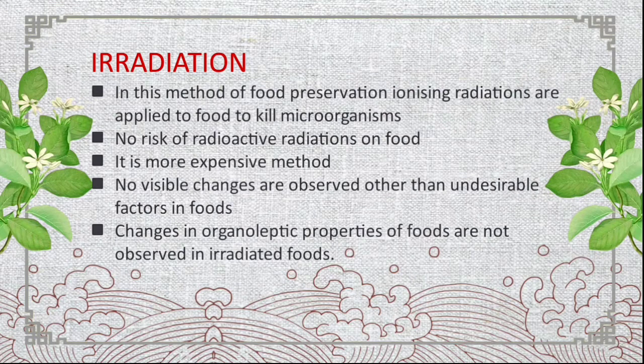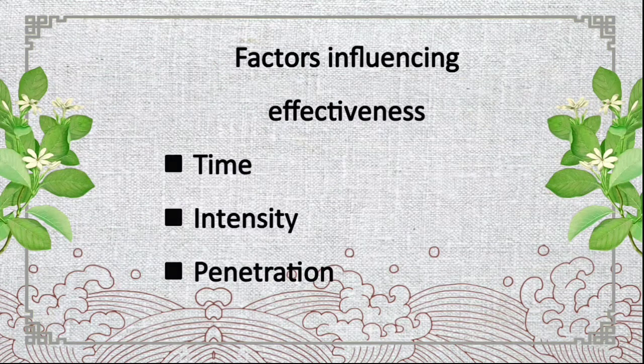Irradiation. In this method of food preservation, ionizing radiations are applied to food to kill the microorganisms. There is no risk of radioactive radiation on the food. It is a more expensive method. No visible changes are observed other than the undesirable factors in the food. Changes in organoleptic properties of foods are not observed in irradiated foods.